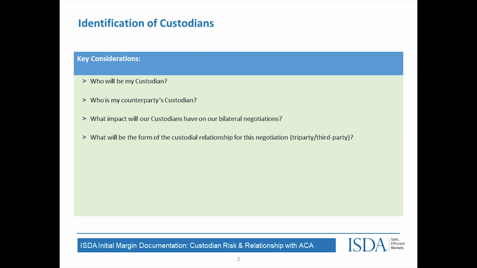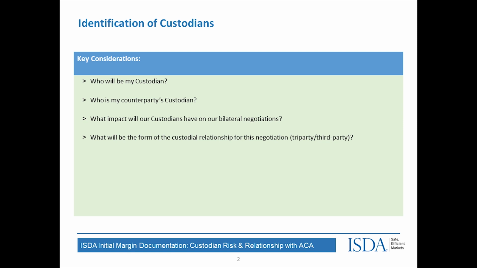So some of the things that we need to keep in mind when thinking about custodians and independent custodians is really a key decision at the beginning of a preparation process for regulatory initial margin, even before you think about negotiations: who will my custodian be? And the reason that decision is so important is because that will then drive a lot of other decisions that you'll need to make, both from a documentation perspective as well as from an internal operational perspective.